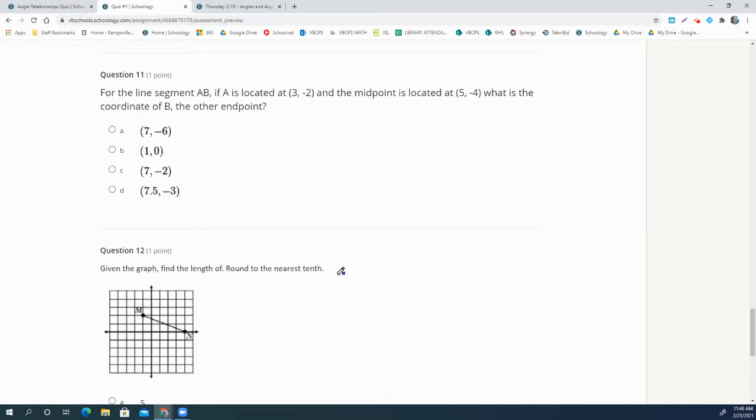What about question 11? For the line segment AB, if A is located at 3, -2, and the midpoint is located at 5, -4, what is the coordinate of B, the other end point? Do I use the average or do I use the table? The table. Yep. Okay. And what goes in the middle? And which point is the midpoint? 5, -4. Okay. So make sure you're close reading and you know which one is the midpoint.